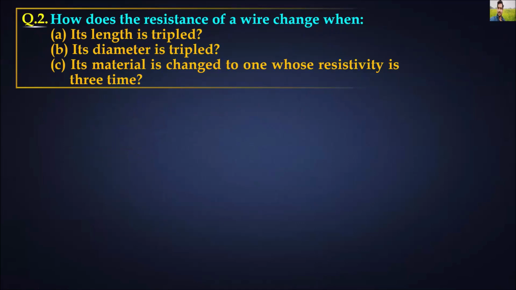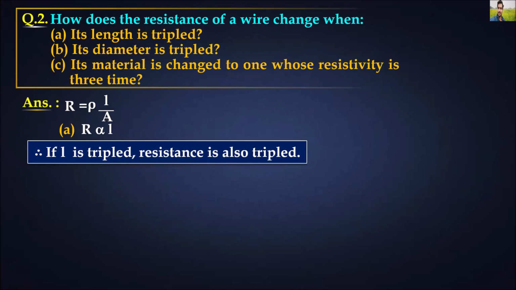How does the resistance of a wire change when: first part, its length is tripled; second part, its diameter is tripled; third part, its material is changed to one whose resistivity is 3 times? We all know R equals rho into L upon A. So from this relationship, we can figure out resistance is directly proportional to length. R is directly proportional to L. If L is tripled, resistance is also tripled.